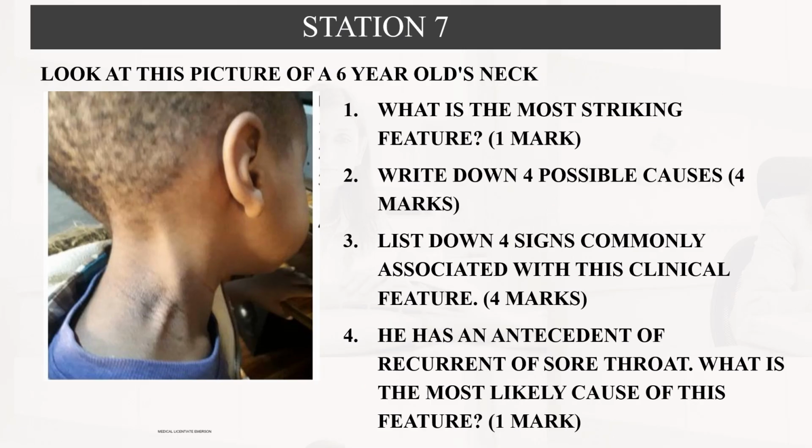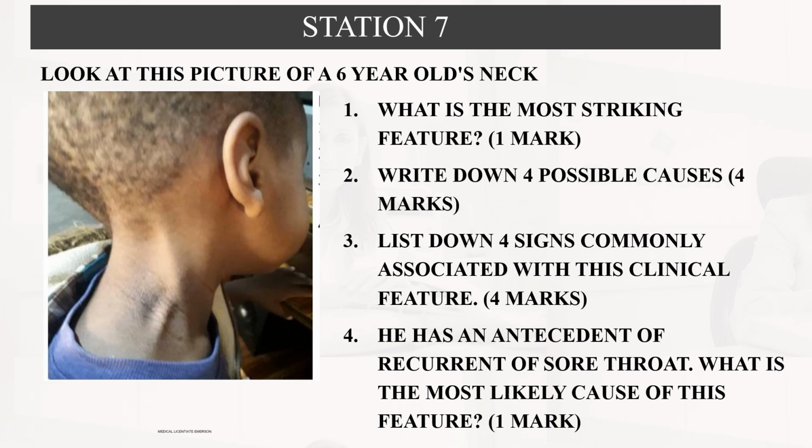Let's go to 7. Okay, so station 7 reads, look at this picture of a 6-year-old's neck. Question 1, what is the most striking feature? Write down 4 possible causes. List down 4 signs commonly associated with this clinical feature. Question 4 says he has an antecedent of recurrent sore throat. What is the most likely cause of this feature? Okay, so those are the questions.